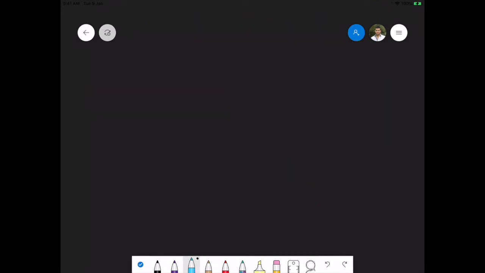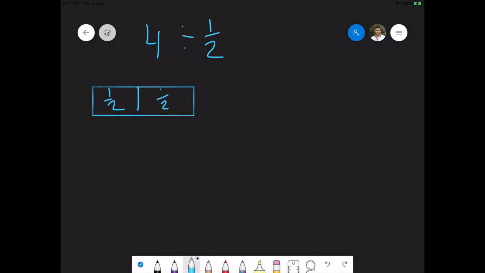Let's see what happens if I have 4 divided by 1/2. First, let's start with 1 whole so it can help us. I know there are 2 halves in a whole. So if 1 whole has 2 halves, how many halves in 4 wholes? So we'll do 4 times 2, which will be 8.